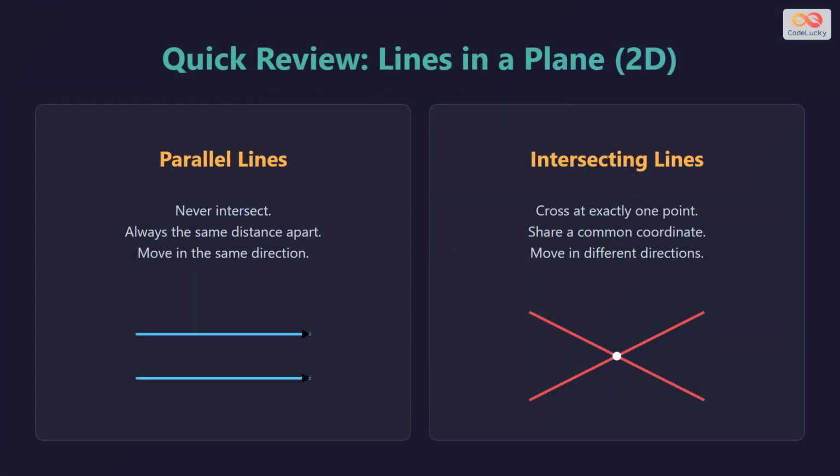Before we dive in, let us quickly review what happens on a flat surface or a 2D plane. Usually, we have two options. 1. Lines are parallel, meaning they travel in the exact same direction and never touch. Or 2. They intersect, crossing at a specific point. On a flat piece of paper, these are your only choices.